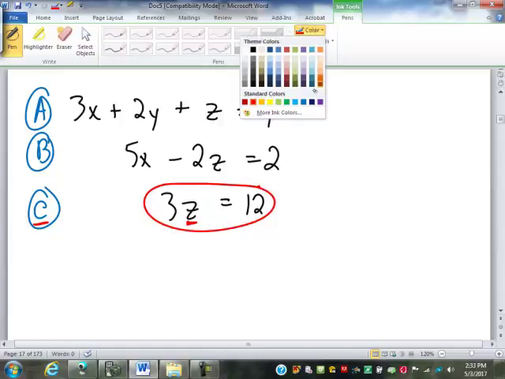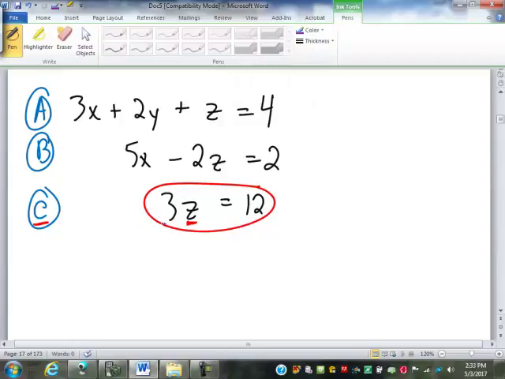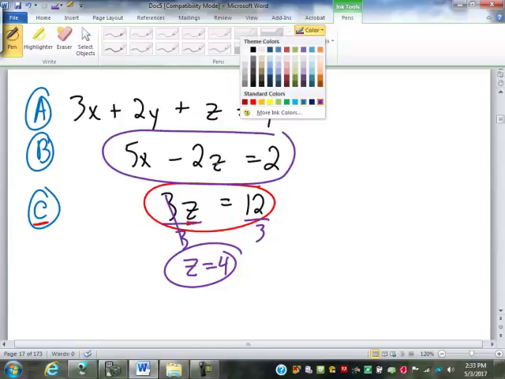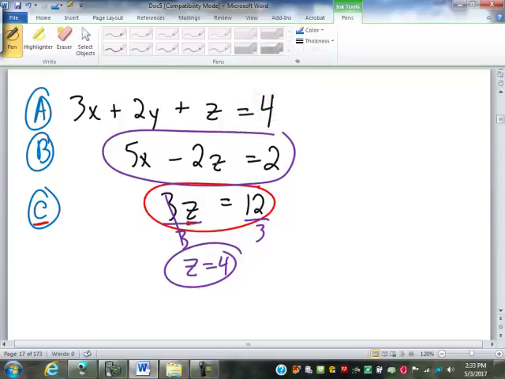So here, since equation C only has one variable in it, we can solve that for z. How would we solve it for z? Divide by 3. We divide by 3. So we get z equals 4. Perfect. So we got z equals 4 right away. Now we can use that in the other equations. Now up here, this equation has the variable z in it, and x is the only other variable. Y is missing. So if I use that in there, it should get rid of z and give me x.